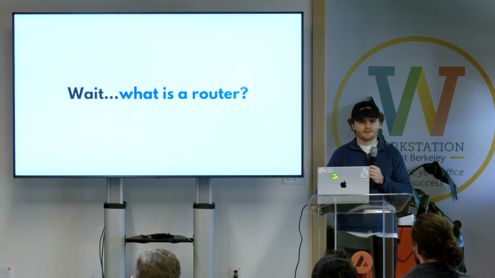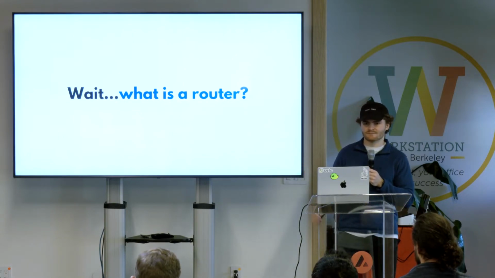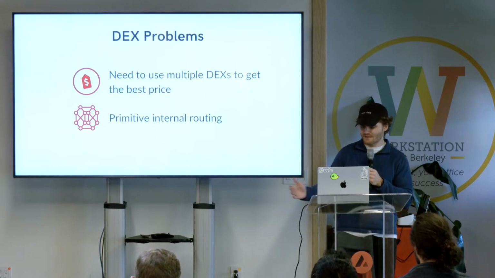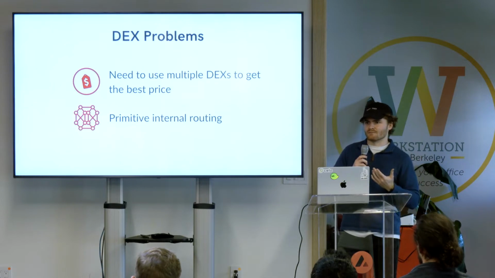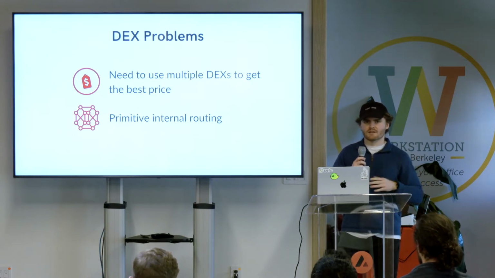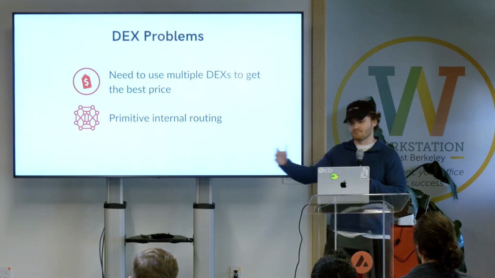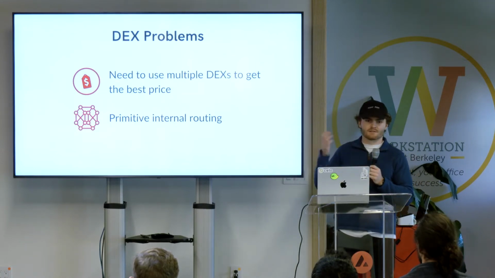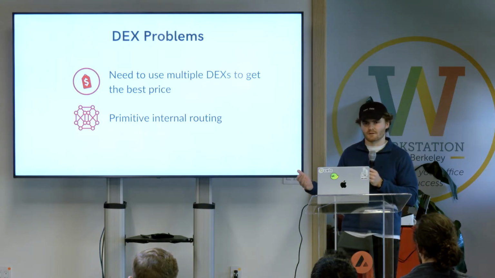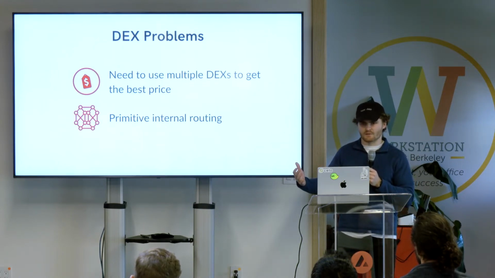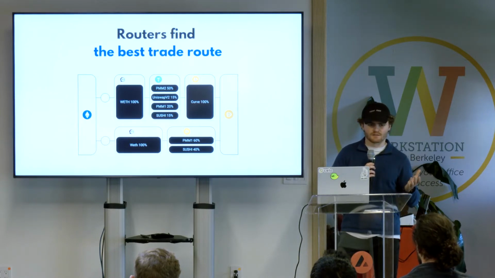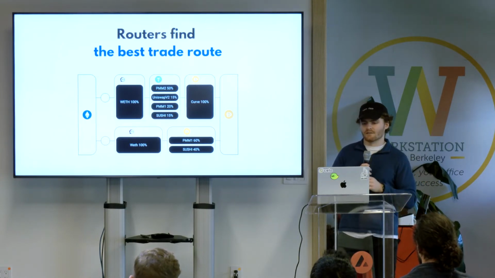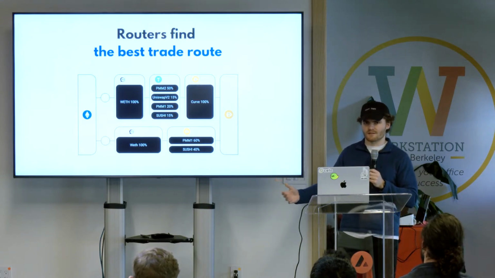But what is a router? Has anybody used a router before? The problem you'll run into with trying to incorporate many exchanges is this idea of how much liquidity is out there. You could have some scenario where on one exchange you get a much better rate than on the other exchange, but in your application you don't want to have to worry about that. You just want to say, I want to buy this token, I have this token, tell me what to do. And that's what routers do. Routers are going to find the best trade route across the entire liquidity network on the chain, and they're going to tell you what your output is and how to get that output.